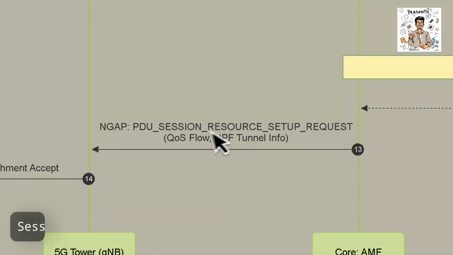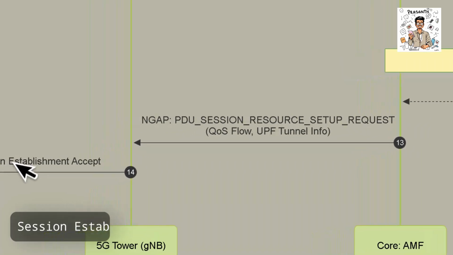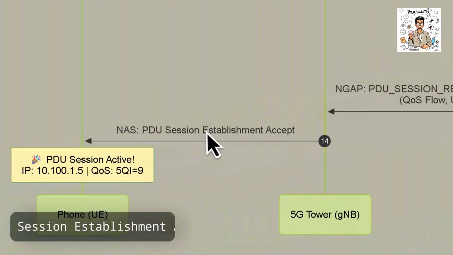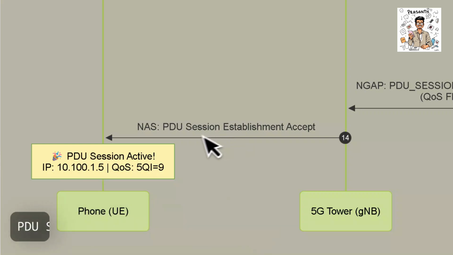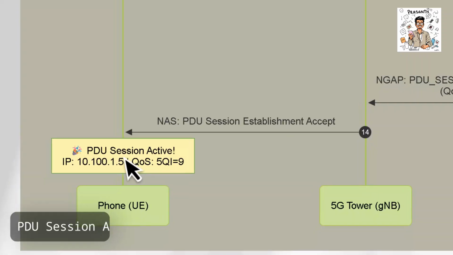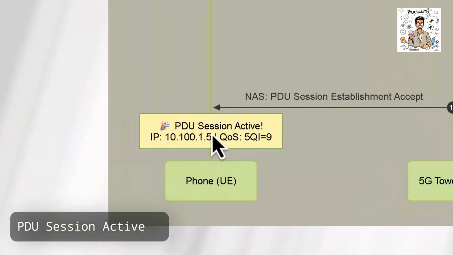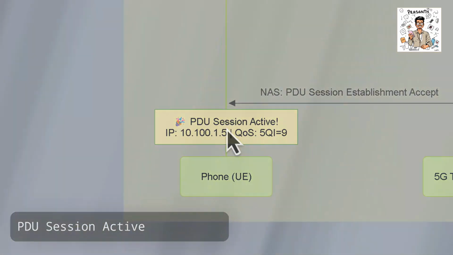The 5G tower notifies the user equipment with a NAS acceptance message, indicating the PDU session has been successfully established. The PDU session is now active with the assigned IP address and QoS flow identifier. This marks the completion of the session establishment.